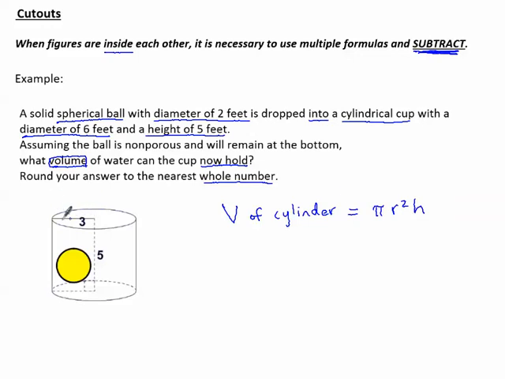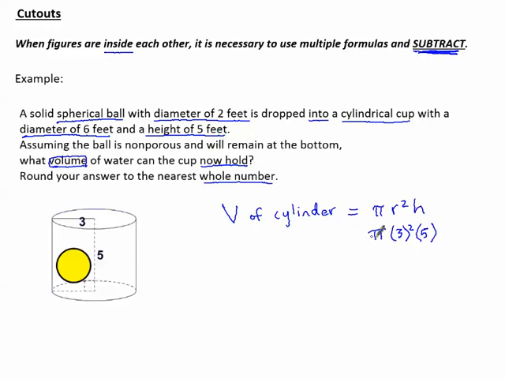Now I see the radius of the cylinder is 3. What they told me is that the cylindrical cup has a diameter of 6. So remember, the diameter is all the way across. Radius is just half of the way across. So we know that this is pi times 3 squared, and then the height is shown as 5. And they told us the height is 5.